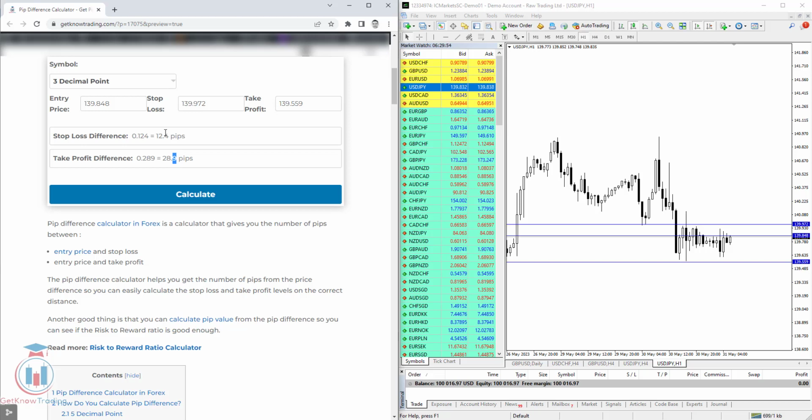If you would like to have this calculated with 2 decimal points without pipettes, you select this one in the drop-down menu and click calculate. And then you get the price difference for the stop loss is 12 pips, and for the take profit difference you get 29 pips. So you can see how you can use this Pip Difference Calculator to get the number of pips, which you can use then to calculate the pip value with another calculator.